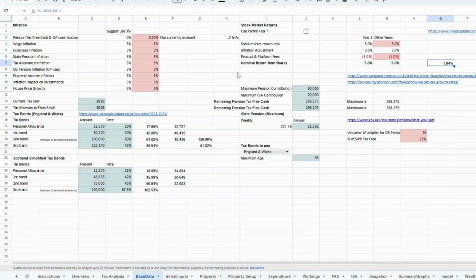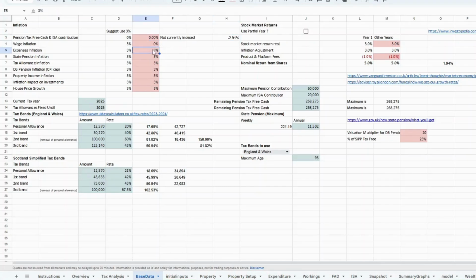Now, not all of the data in the model is indexed. So things like the pension tax-free cash, the maximum amount of that, the 268,275, and the ISA contribution, £20,000 a year, they don't go up over time. They're not currently indexed. So here we need to make an adjustment, and you've got the formula there. So that's what that adjustment needs to be, nearly minus 3%, but not quite. And then all of these need to go to 0.